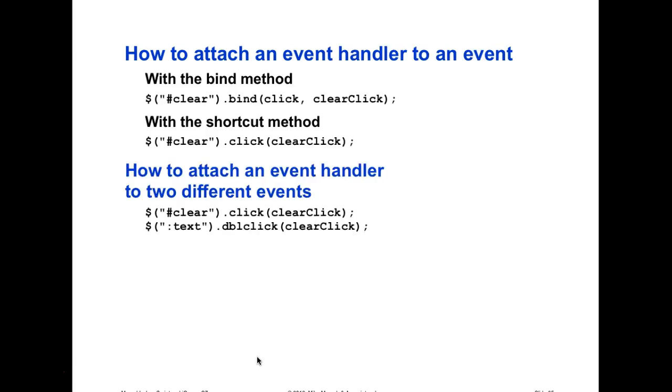Now this is an example of the bind method. So binding is post jQuery 1.5, and you can see that we're binding both a click and a double click event to a hashtag clear. So whatever that ID element is, both those events are bound to that. So think of it as a persistent event listener. And the shortcut method of this bind is click. So we've already done the shortcut method.